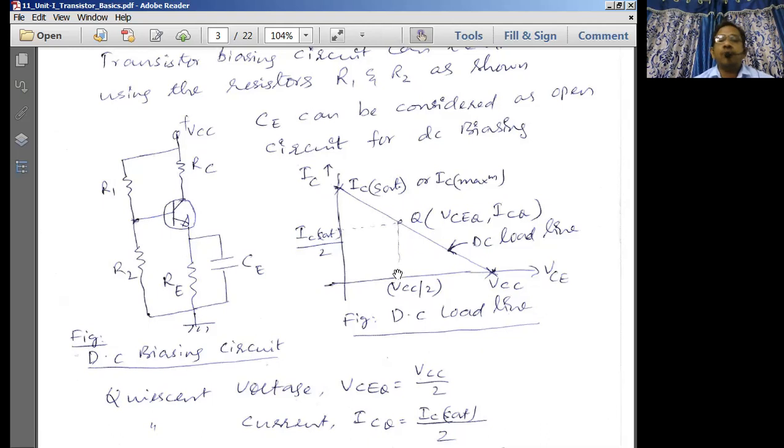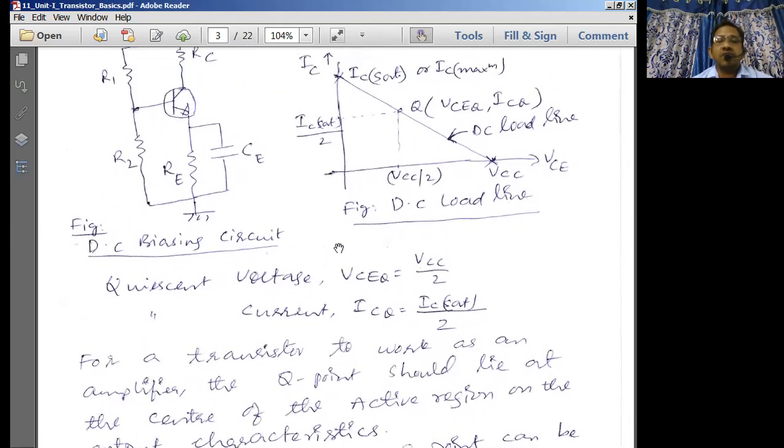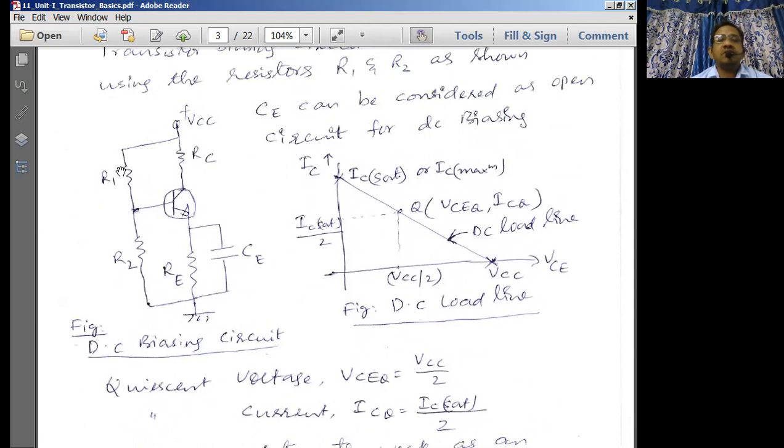Therefore, these 2 points are known as the quiescent point voltage and current. That means VCEQ is equal to VCC by 2, and ICQ is equal to IC by 2, known as the quiescent voltage and quiescent current. So these are the basic conditions which we require for proper biasing. If VCC is applied and the bias design is really as per the specifications, then definitely we are going to get an appropriate Q point.